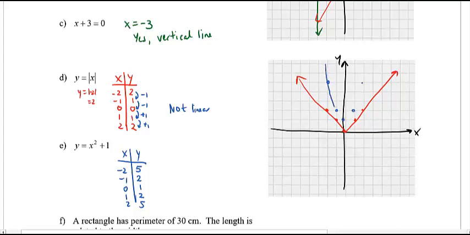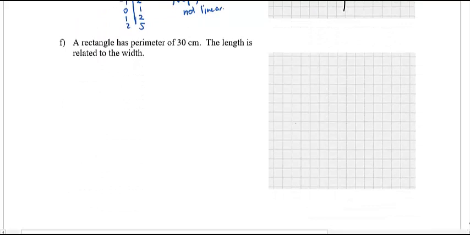You get this U-shaped graph, which I told you earlier in a previous video was called, that's right, a parabola. And that definitely does not look like a line. So, nope, not linear. A few more here. Oh, one more.